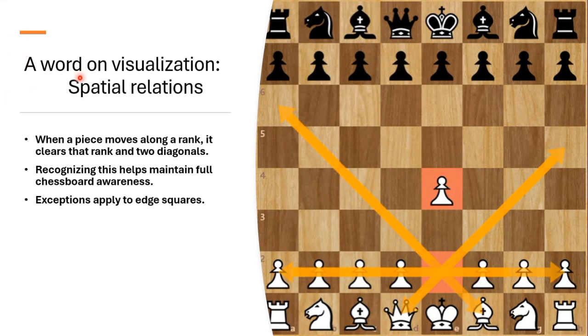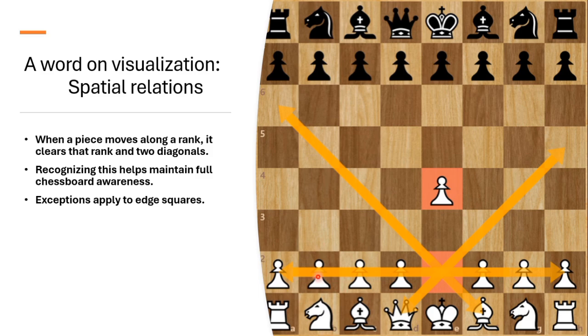So let's talk about spatial relations. By anticipating where our pieces are, and understanding where our opponent's pieces are, we can also prevent blunders. For example, when a piece moves along a file, it opens up a rank and 2 diagonals. Just by scanning through this with our eyes, we can also help prevent our blunders.